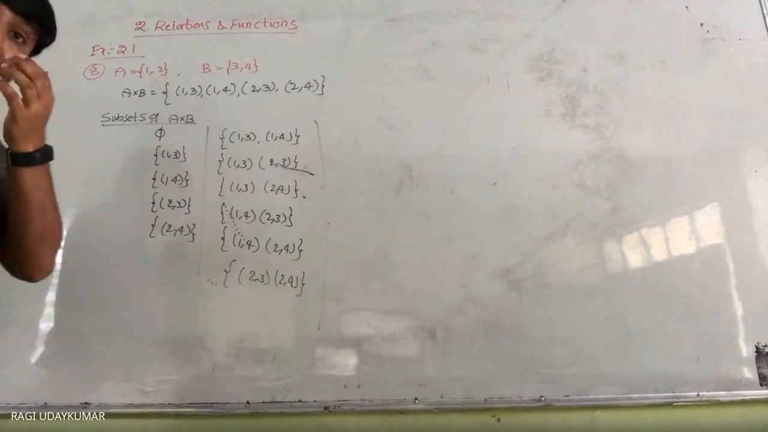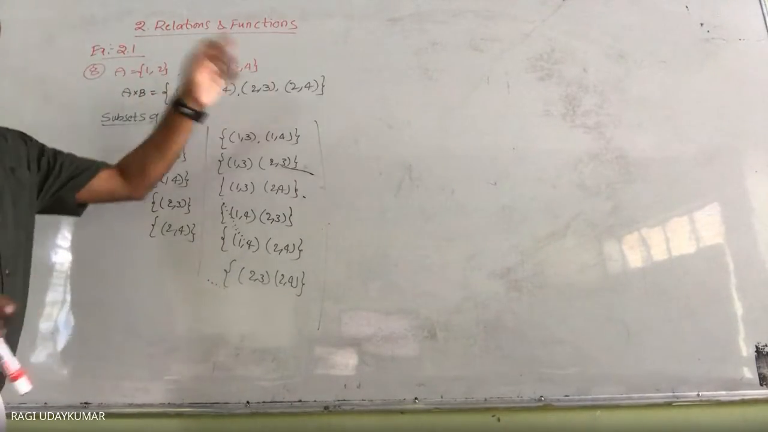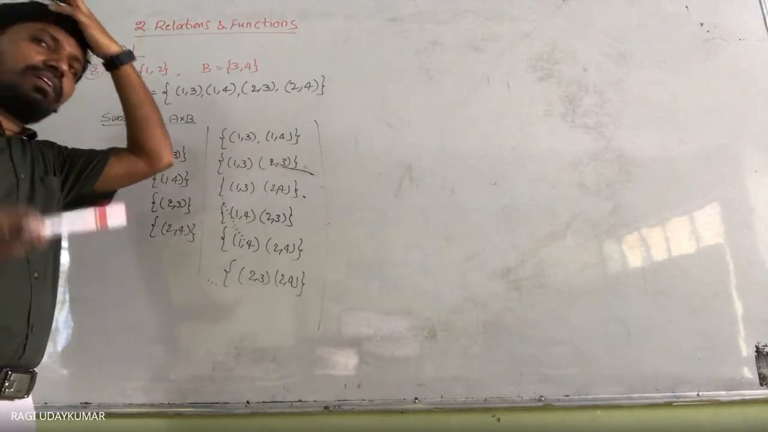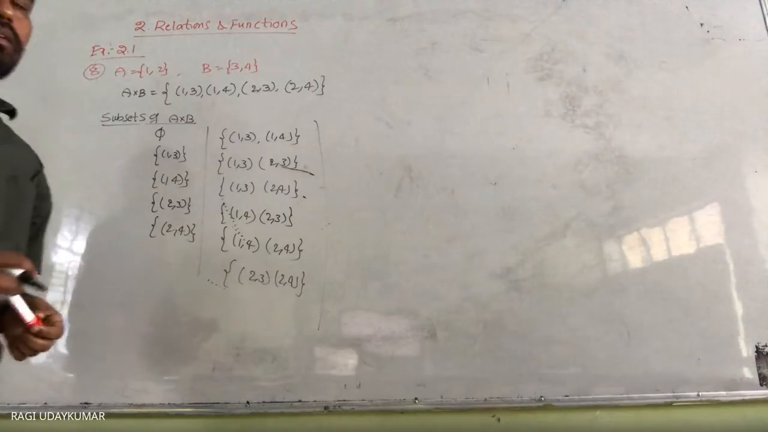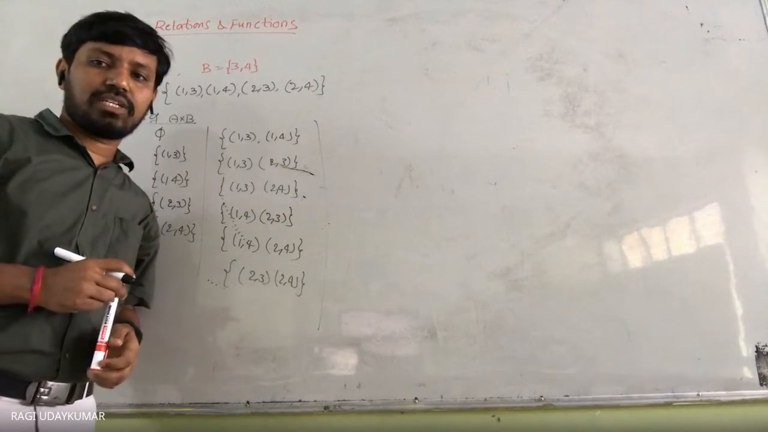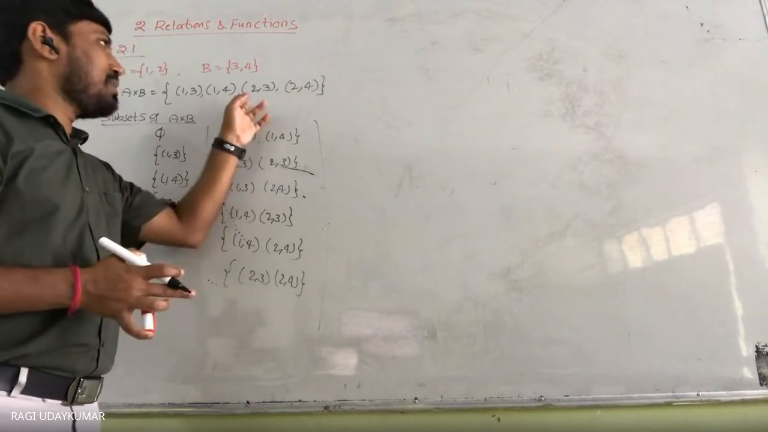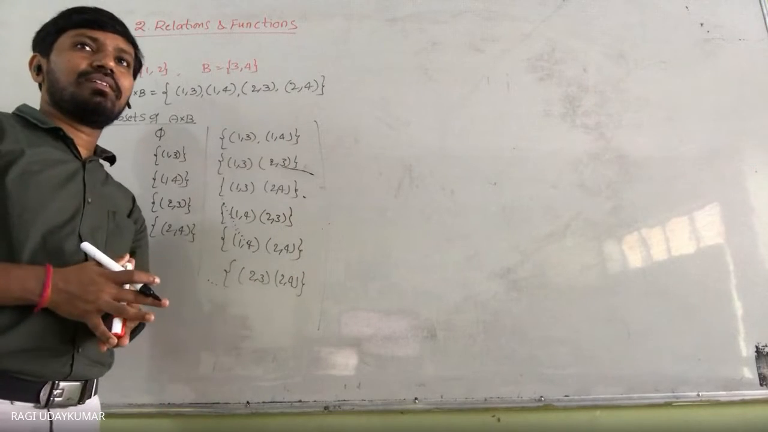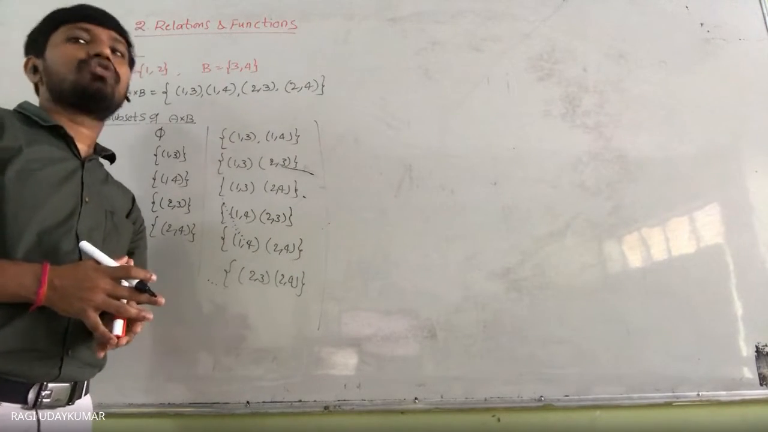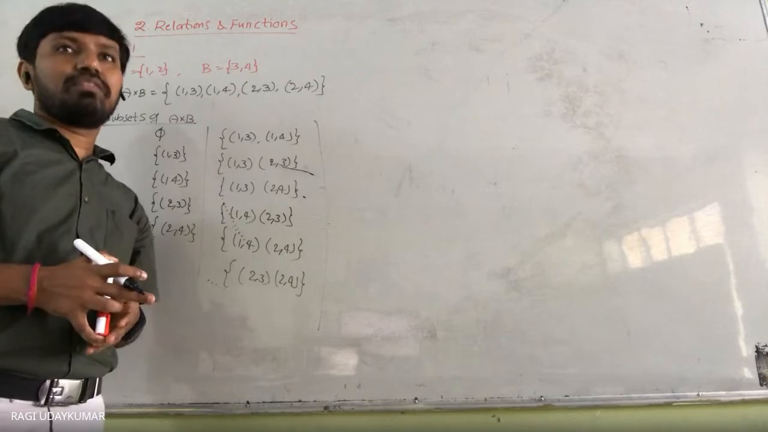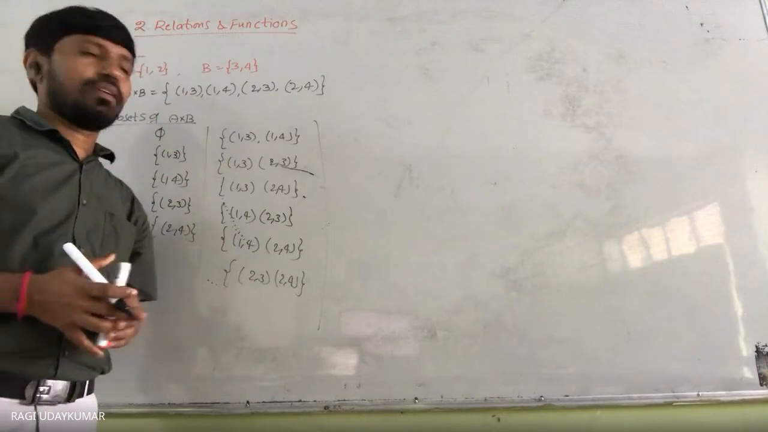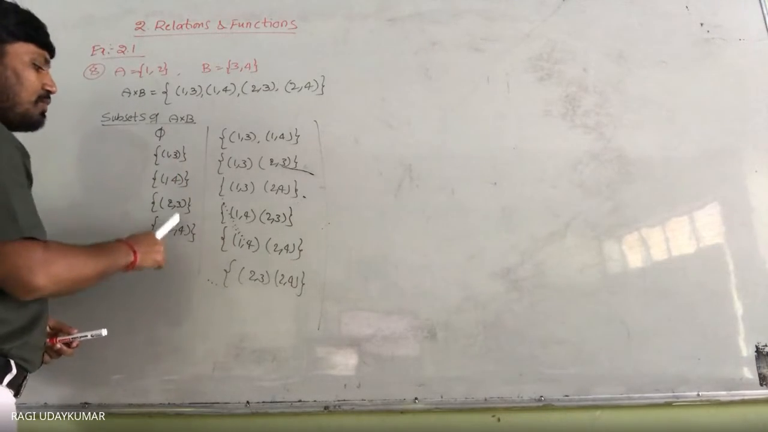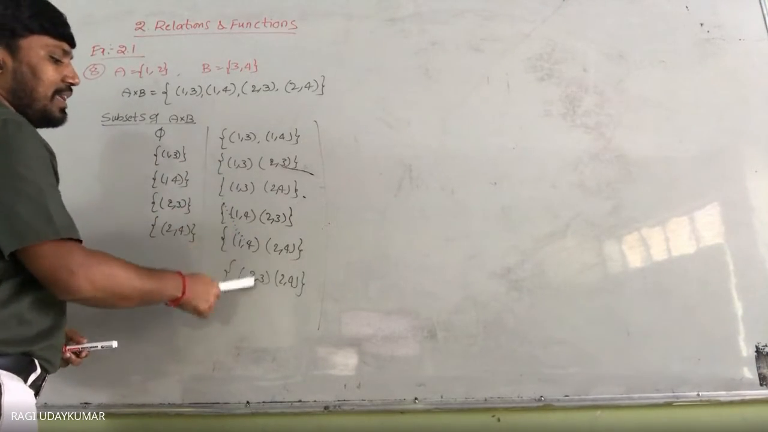Can anyone tell me how many subsets this set will have? Already we have learned the number of subsets of a set. There are 4 elements, so how many subsets will it have? Yes, 2 power 4. Total subsets 2 power 4, that is 16. So here we have 1, 2, 3, 4, 5, 6, 7, 8, 9, 10, 11 done.